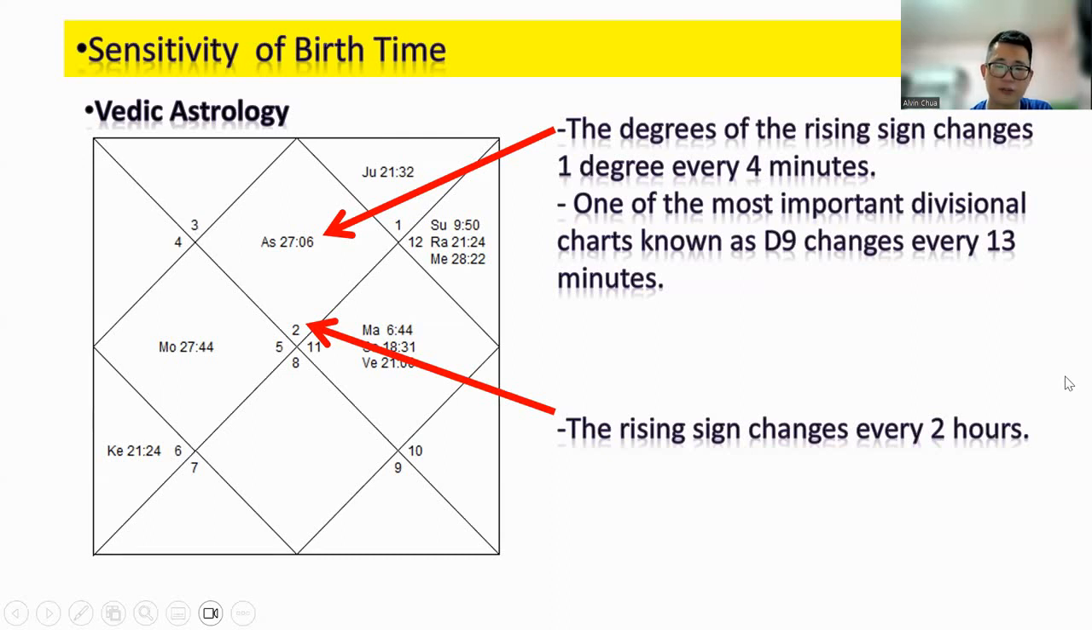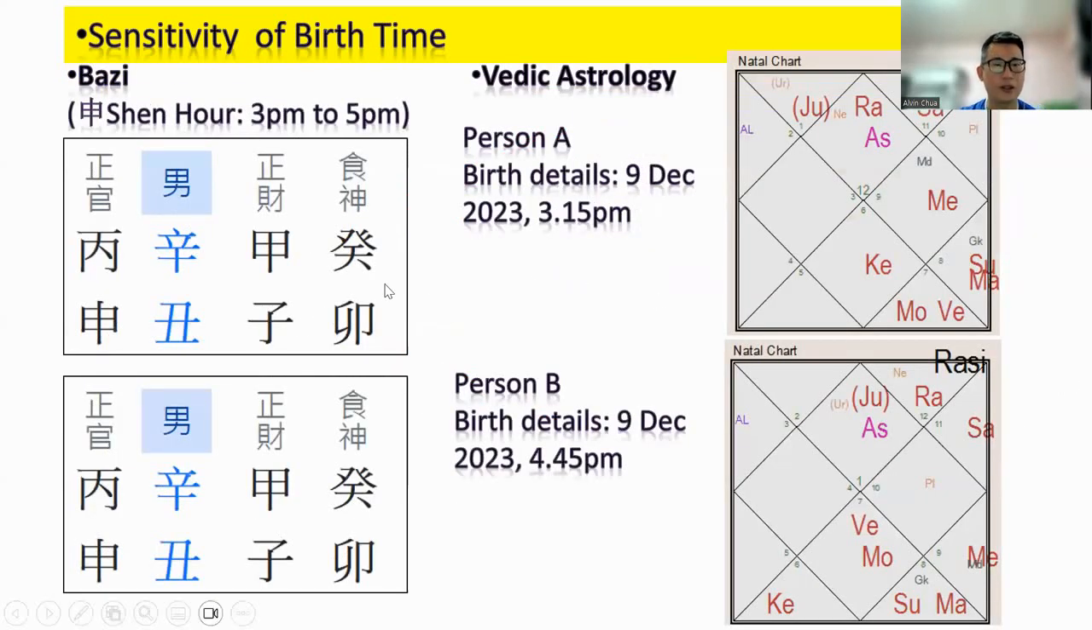Next, we make a comparison between the two charts, Vedic astrology versus Bazi. On the left here, you see a Bazi chart. Bazi, like I mentioned, is 8 characters. So this is 1, 2, 3, 4, 5, 6, 7, 8. This is one Bazi of a person. Here, the first 2 represent the year that the person is born. We call it the year pillar, month pillar. And this is the day. And this is the hour.